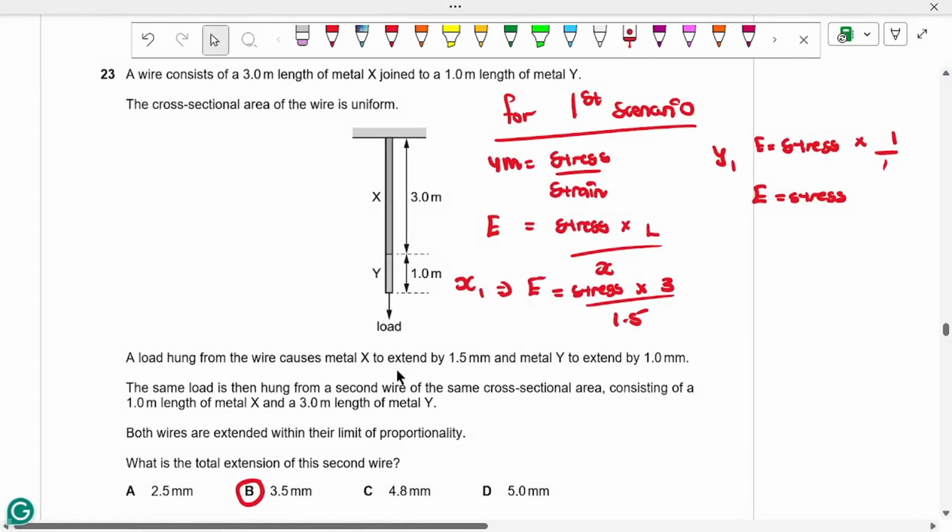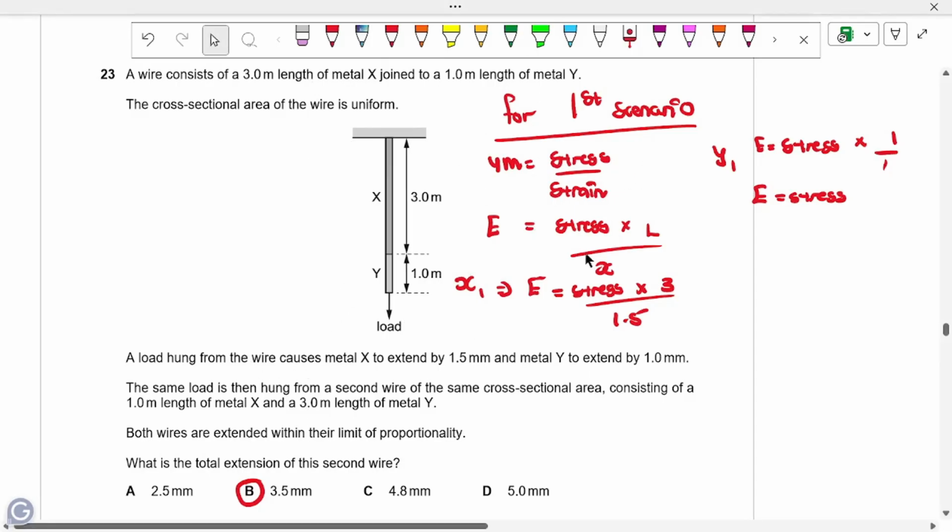I know it's a little bit complicated. How did I even think of this? Or how can you think of it yourself? Well, you're supposed to look at the length and look at the extension and try to figure out what equation can I use. I'm given area, length, extension. I was taught about Young modulus.